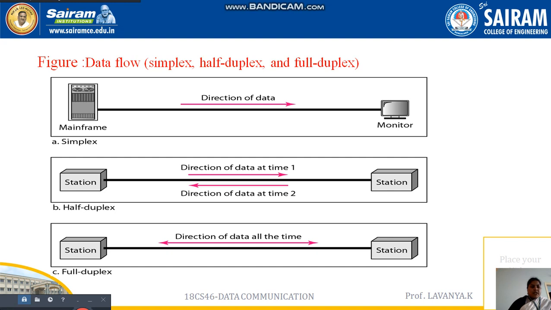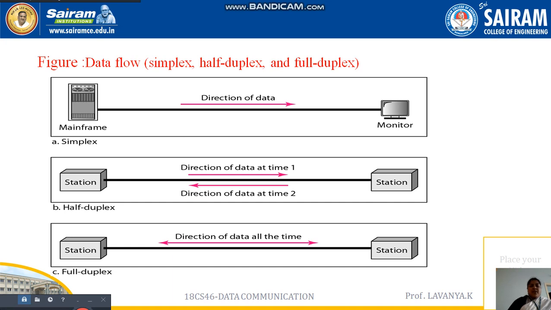Then the half duplex method. In the half duplex method, each station can both transmit and receive, but not at the same time. When one device is sending, the other device cannot send, but it can receive. Once the data is received from the sender, only then can the other device transmit. So we call it half duplex.